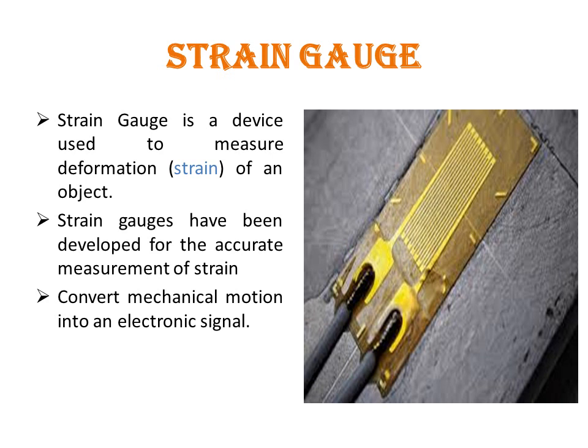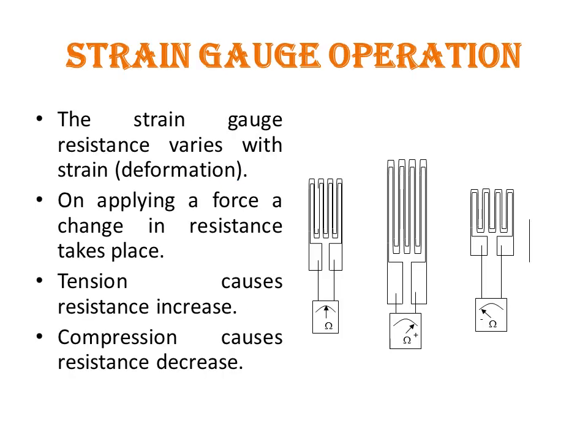The next type of resistive transducer is strain gauge. Strain gauge is a device used to measure the deformation of an object. That is, whenever a force or strain is being applied on a material or conductor, the dimensions of the conductor vary, which in turn causes changes in resistance. Strain gauges have been developed for the accurate measurement of strain. This converts a mechanical motion into an electrical signal.